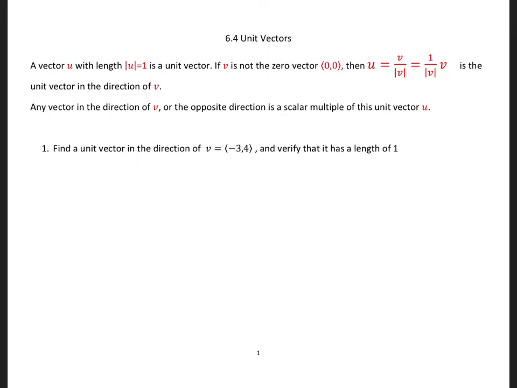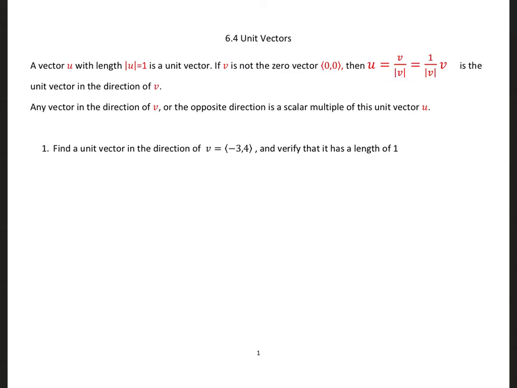Here we are looking at unit vectors. A vector u with the length or magnitude of 1 is a unit vector. And here we are told if v is a non-zero vector, then to find the unit vector, you do v divided by the magnitude of v.